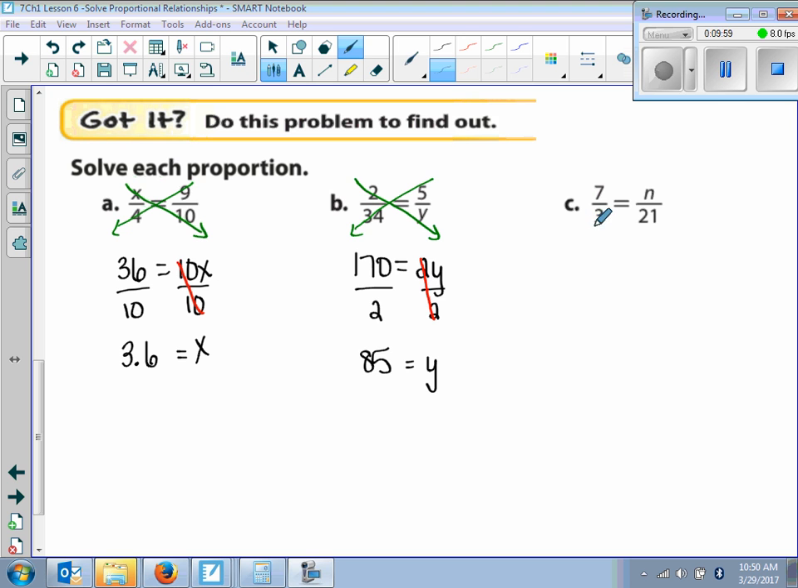Example C, we have 7/3 is equal to n over 21. Again, we're going to solve by finding our cross products. So on one side, n times 3 is 3n. And then on the other side, 7 times 21 is 147. Good. Now, to get the n by itself, we will divide by 3. And what do you get? So n is equal to what? Very good.